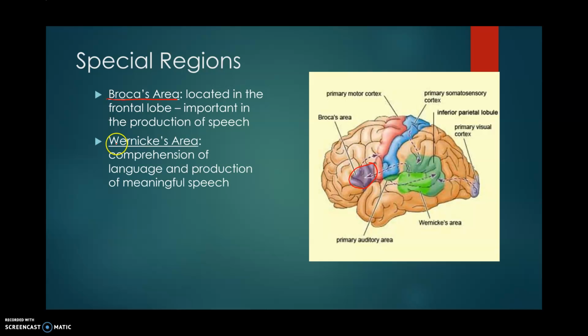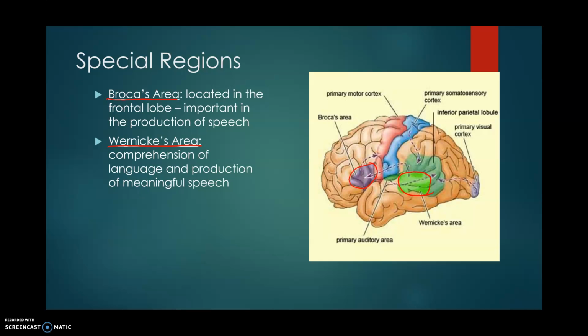Our next area here is going to be our Wernicke's area, and this is for comprehension of language and production of meaningful speech. So again, has a lot to do with speech, and we can see that over here in this lime green area. And again, these are very special areas. As you can see, they control really specific things rather than the lobes of our brain, which are more of a general sense.